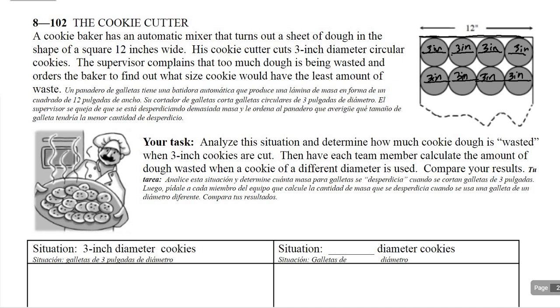The supervisor complains that too much dough is being wasted and orders the baker to find out what size cookie would have the least amount of waste. Our task is to analyze this situation and determine how much cookie dough is wasted when a 3-inch cookie is cut. Then we're going to check how much dough would be wasted for a different diameter, and then we'll compare our results.